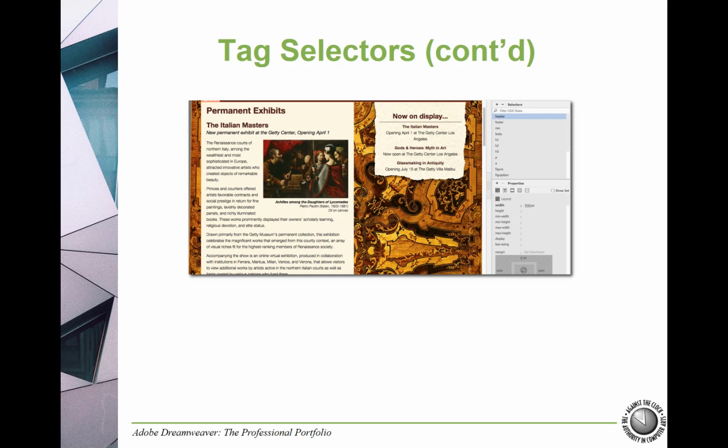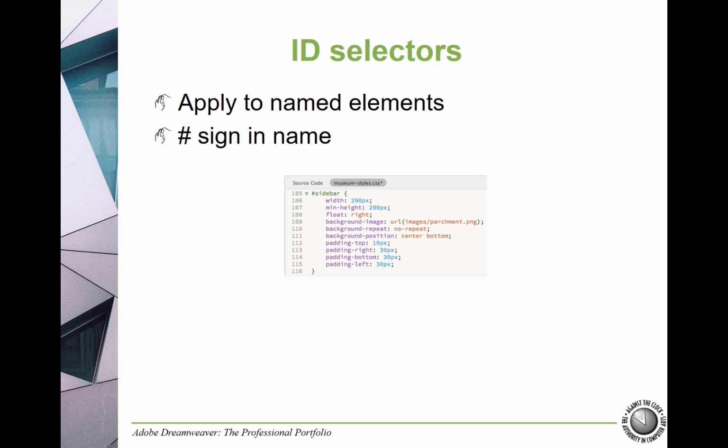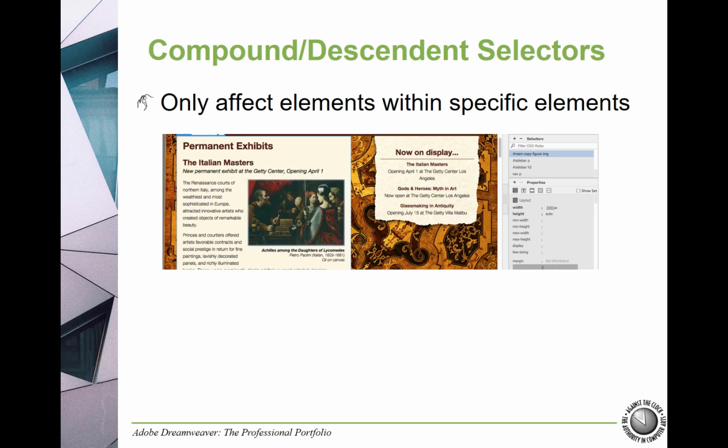Okay, more on tag selectors, and you can trickle down the behavior by defining different properties of the specific tags. You can apply something to an ID element as long as you have the number sign. So anything that has an ID, such as sidebar, is going to be affected by it. Remember, you can only have one ID with the same name in a page.